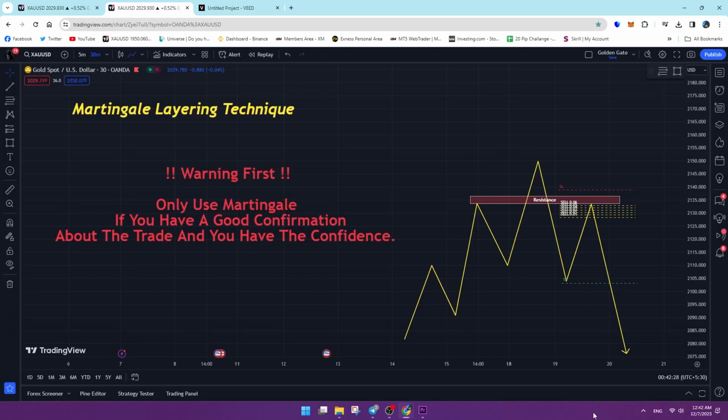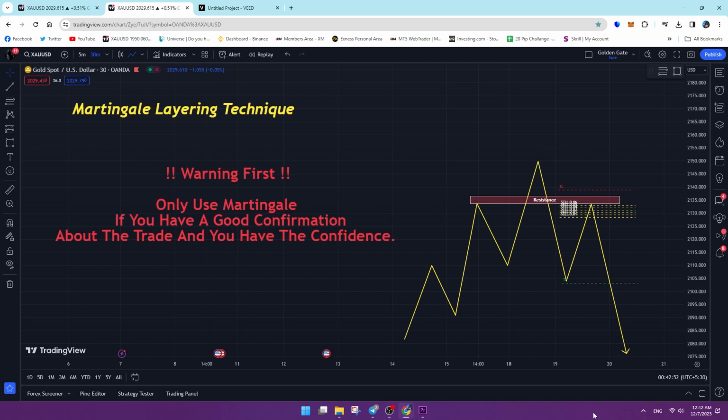Hello fighters. Today I'm going to teach you about the martingale layering technique. But first I need to tell you this is very dangerous if you don't know how to use it and when to use it. You also need good confidence and lots of confirmations to enter a martingale layer trade. Okay, with that warning, let's get into this.